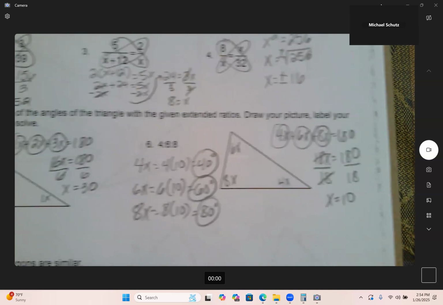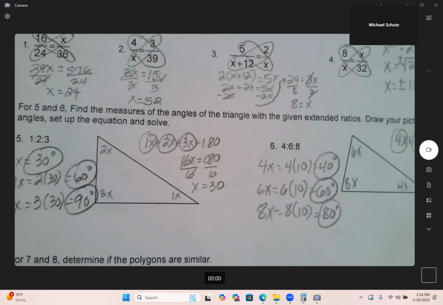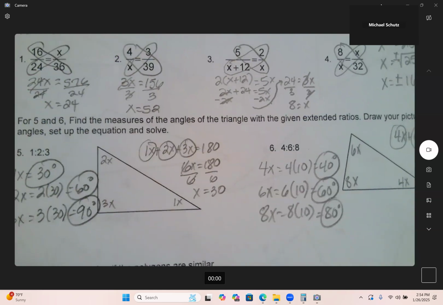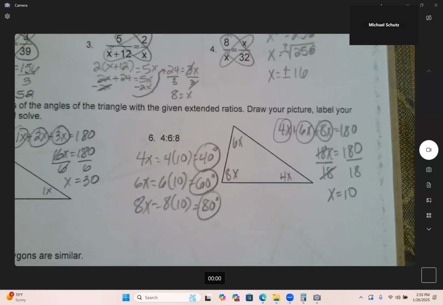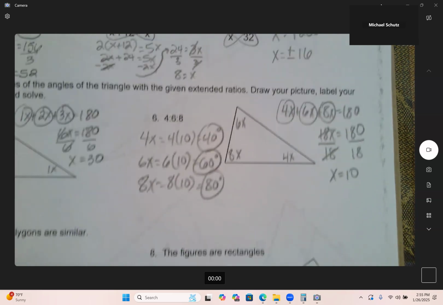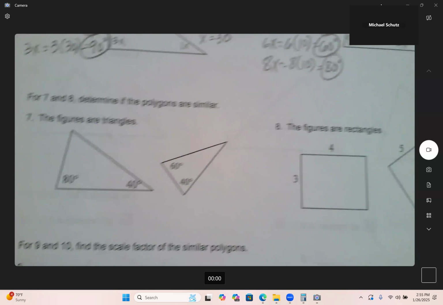And I'll just go back a little bit. On the last problem, those three angles, 30, 60, and 90, they all add up to 180 as well. So that's a way you can check in the end to see if you're right, if your three angles add up to 180.